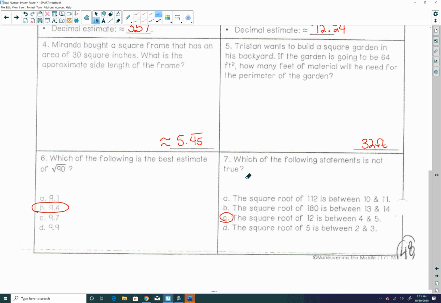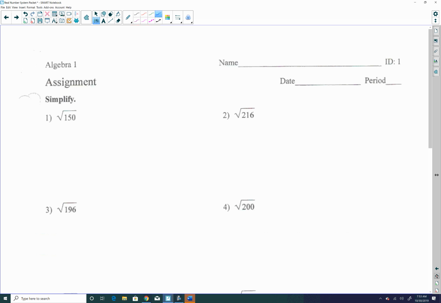Number 7, which of the following statements is not true? And that would be C. The square root of 12 is between 4 and 5. So again, if you got them all correct, you are fine to stop watching the video right now and move on to page 51. 51 is a couple of pages away.